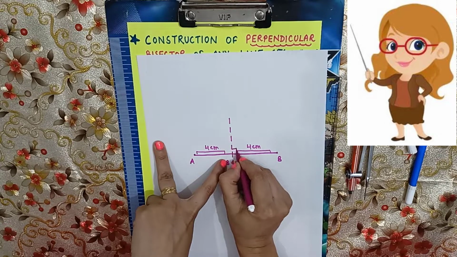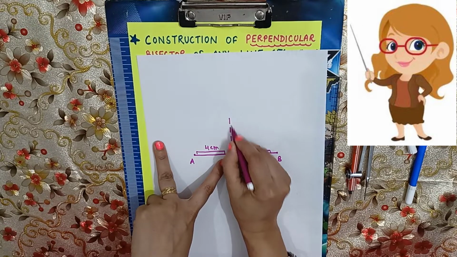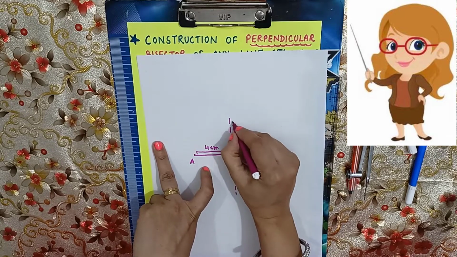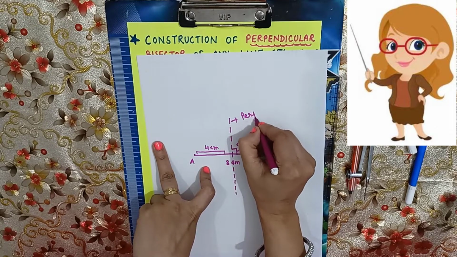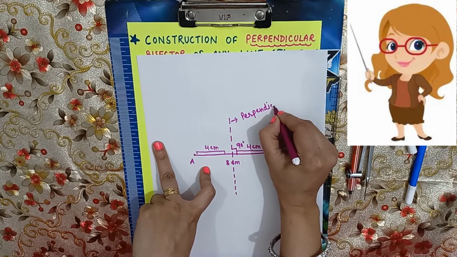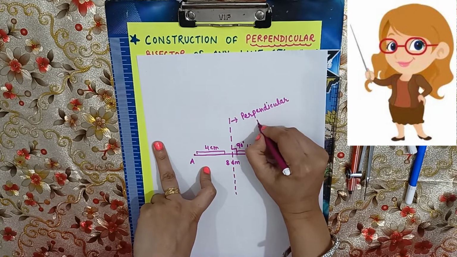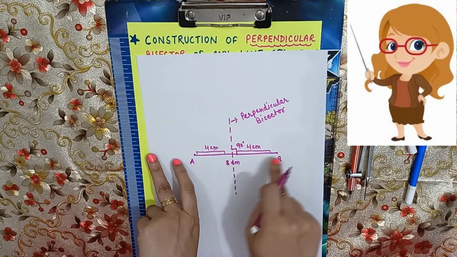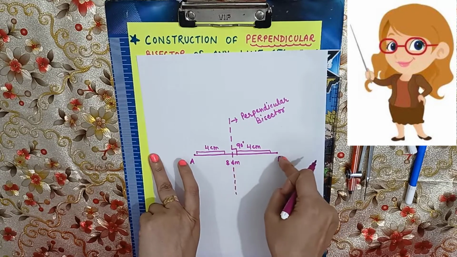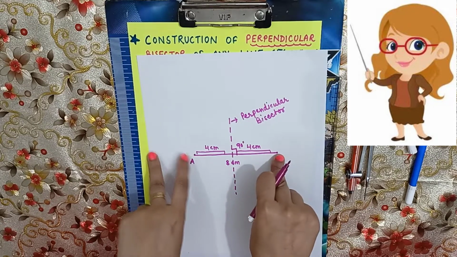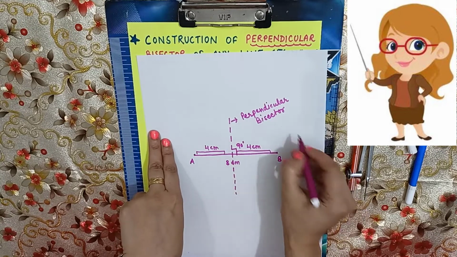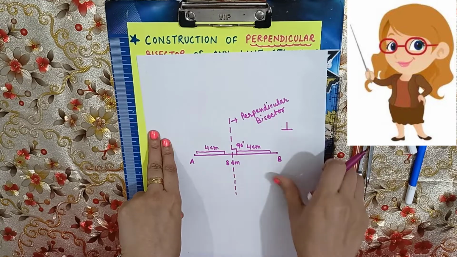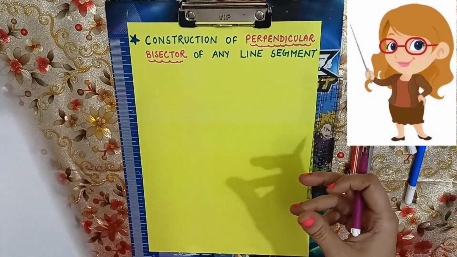Plus it will make an angle of 90 degree. So as you can see, it is making an angle of 90 degree. That's why it is known as perpendicular bisector, because it is perpendicular to the given line segment, plus it is dividing the given line segment in two equal parts. So this is the symbol of perpendicular that we use. Okay, so now we will learn how to construct it.